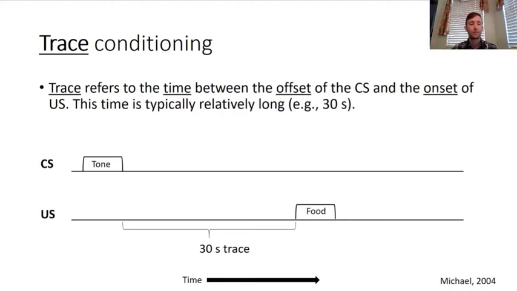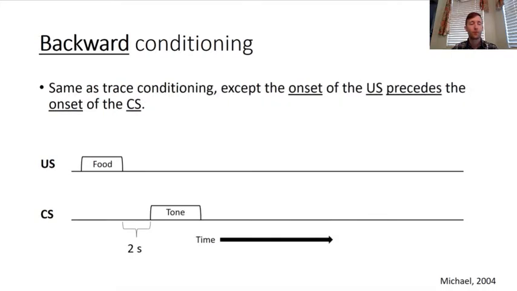Backward conditioning. It's the same as trace conditioning, except the onset of the US precedes the onset of the CS.